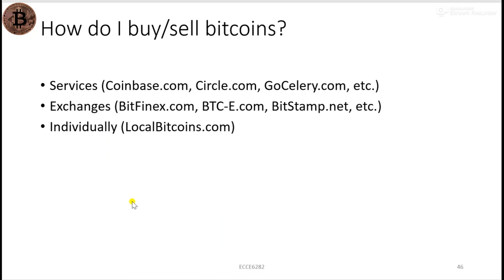Okay, how can you buy or sell Bitcoins? You can buy or sell Bitcoins through different services like coinbase.com, circle.com, and some others. There are exchanges, money exchanges like a normal foreign money exchange. So we have Bitcoin exchanges also available from where you can buy or sell your Bitcoin. Some of the very famous exchanges for Bitcoin are Bitfinex, BTC-E, or Bitstamp. And you can also individually buy or sell Bitcoins through localbitcoin.com.